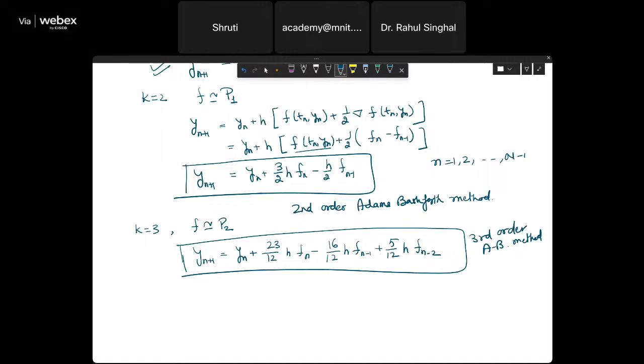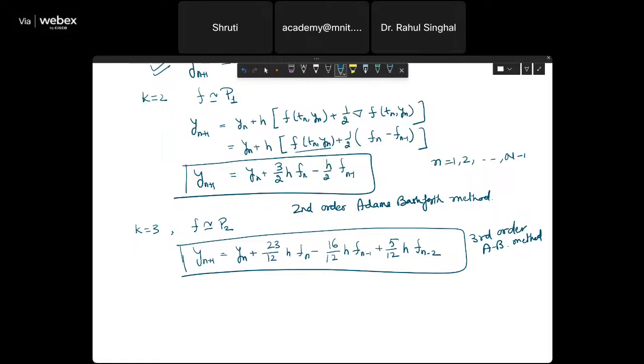So as I mentioned, in a multi-step method the important point to note is that we need to calculate the first few steps, the approximate solution, with the help of single step numerical methods. And these methods should be of comparable accuracy to start with. Okay, so this is about the method.